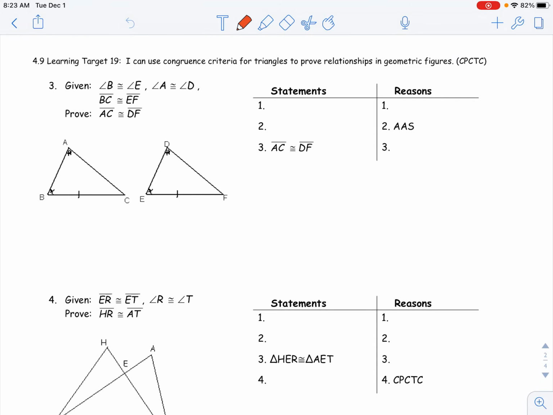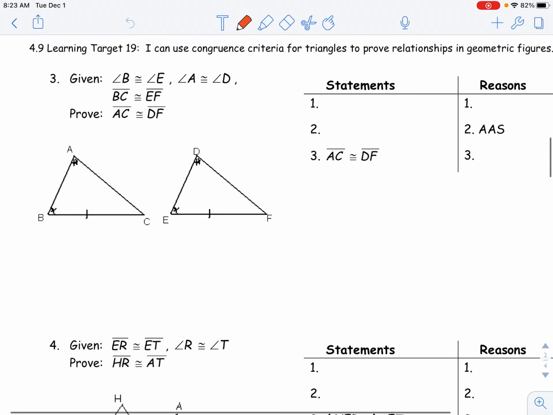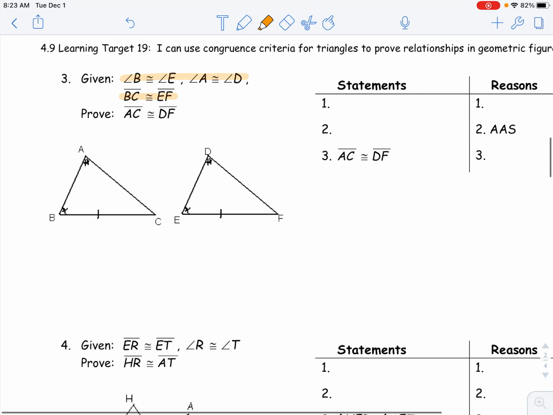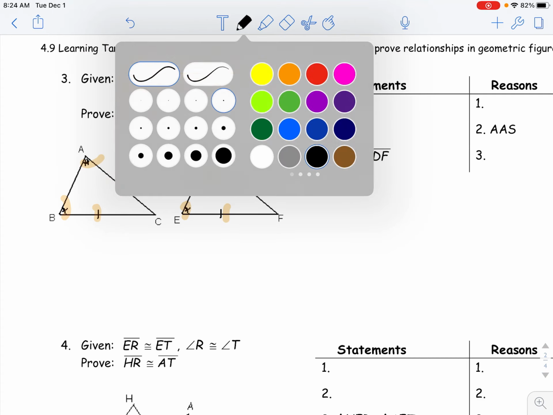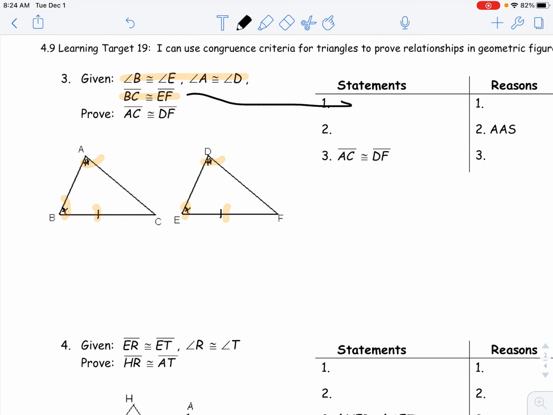All right, so let's just continue to knock out proofs. This one, whoo. All this information, all these congruent angles already marked for us, the congruent side as well. Let's just be a tad lazy. Don't tell anyone I did this. We're just gonna put an arrow there and write given.